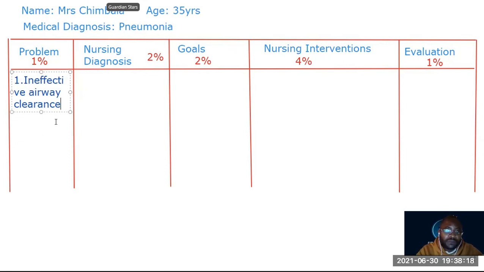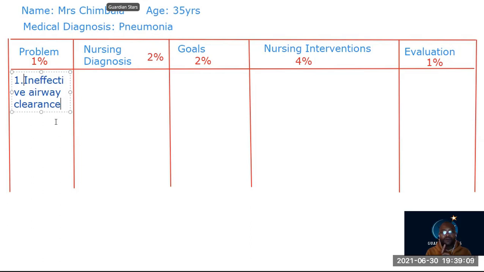Why do I say ineffective airway clearance? Mrs. Chimbala is having difficulties with breathing. When she has difficulties with breathing, it's because she's having challenges with clearing her airway. She's got pneumonia, so we expect her to have some secretions, and she might be failing to expectorate or to clear her airways for her to have adequate oxygen in her lungs.